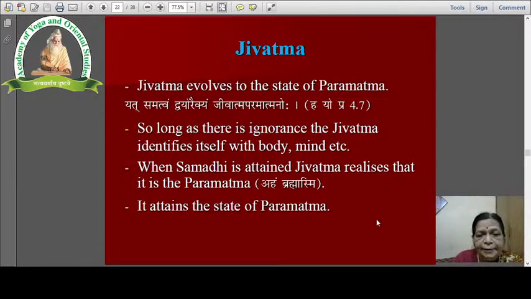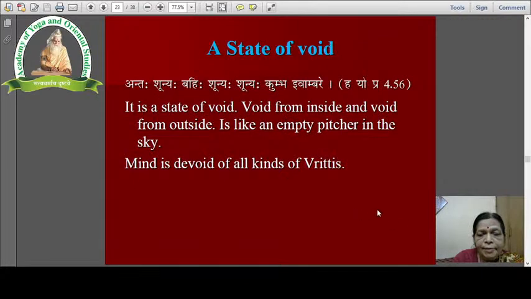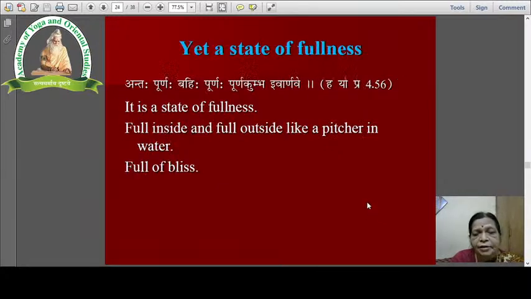So it is Samadhi. Now Samadhi is a state of void, Sunya. "Anta Sunya, Bahi Sunya, Sunya Kumbha Ivambare." It is a state of void, void from inside and void from outside. It is like an empty pitcher in the sky. Mind is devoid of all kinds of vrittis, therefore it is a void, sunyata, emptiness. Yet it is a state of fullness.